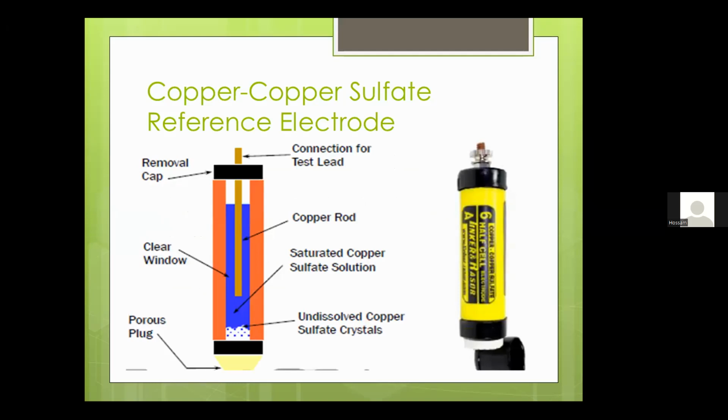Copper-copper sulfate reference electrode consists of a connection for the test lead on the top, then a removable cap, the copper rod in the center, which is immersed in a saturated copper sulfate solution, and it must be saturated. So here are undissolved copper sulfate crystals. We should confirm that through the clear window. And here is a porous plug which will be in contact with the soil.